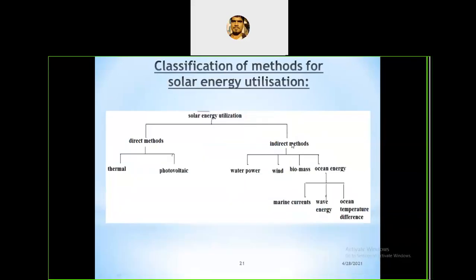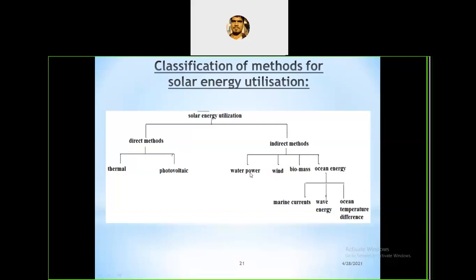So next is the classification of methods for solar energy utilization. The first is the direct method and the indirect method. Direct method means we directly convert solar energy, that is thermal energy and photovoltaic, which we discussed, solar panels and solar water heater. In our houses, most have solar water heaters. In a solar water heater, the solar energy is converted into heat or thermal energy, so the water gets heated. So it is a direct method of conversion, thermal energy and photovoltaic energy. And the indirect method of conversion is solar power. Water power means, as I told, hydroelectric power.